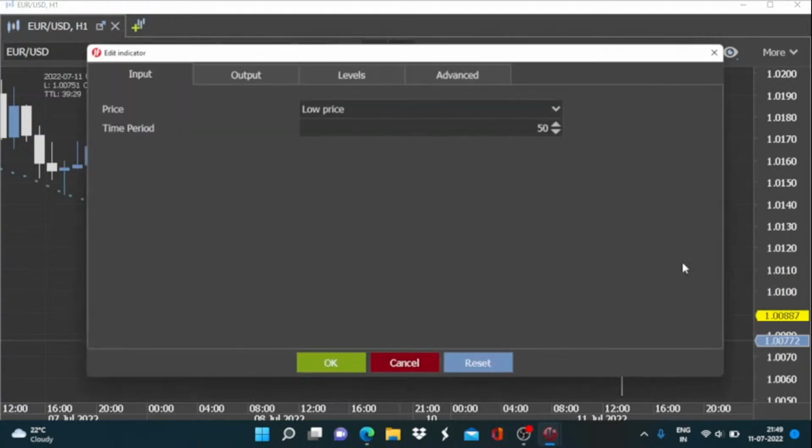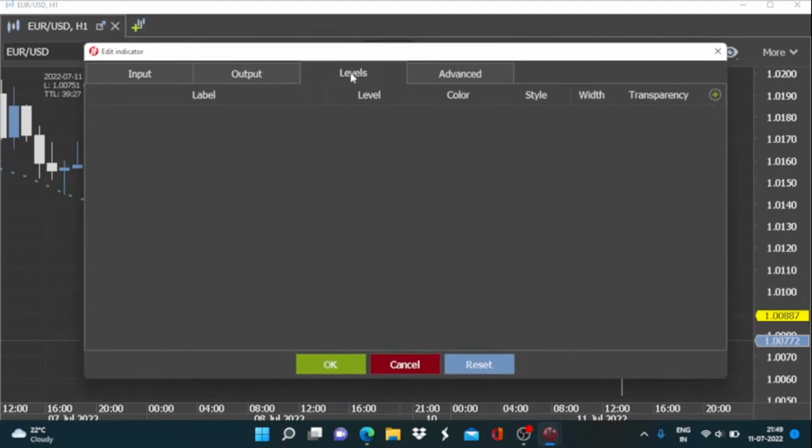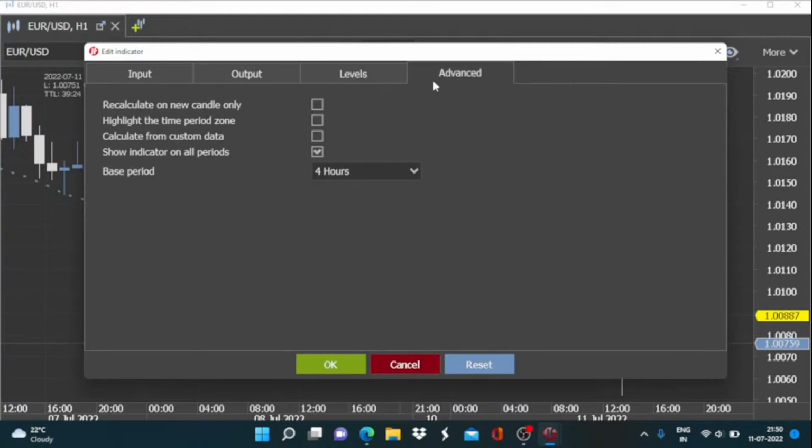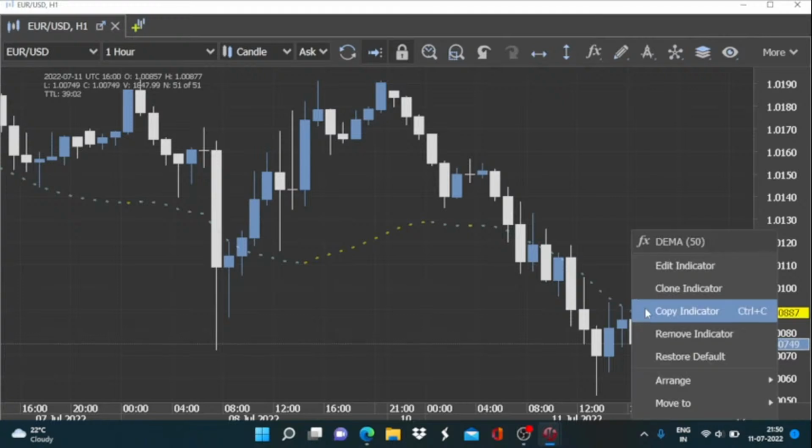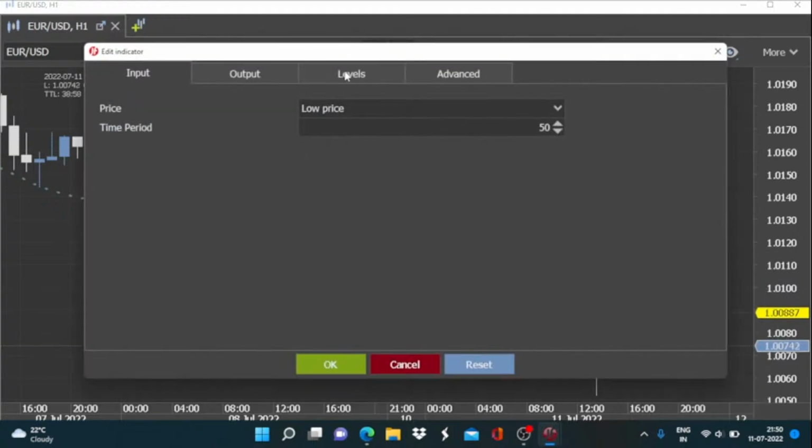Now coming to other possibilities provided to us by this platform, we can opt for the option of recalculation on new candle only. If I tick it, then the recalculation will be done only when a new candle formation takes place, and this value will remain constant for that whole candle period. Now that the hourly candle period is being used, it will remain constant for the whole of this hour. If I untick it, then it will be variable and it will keep fluctuating.